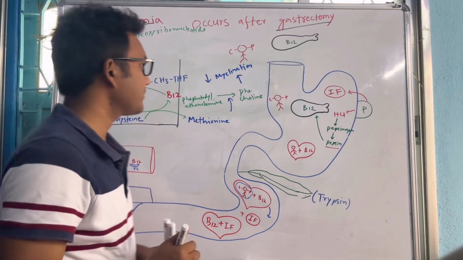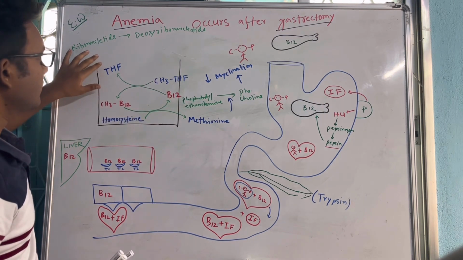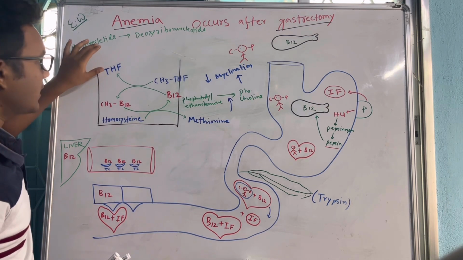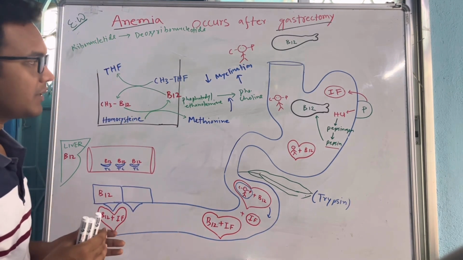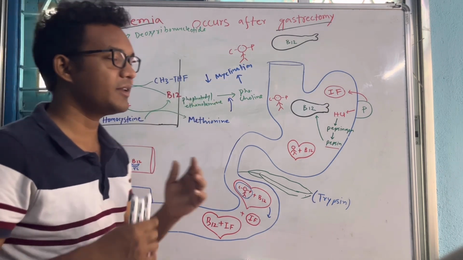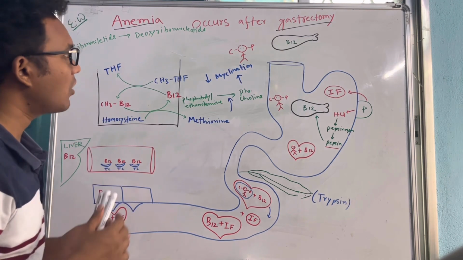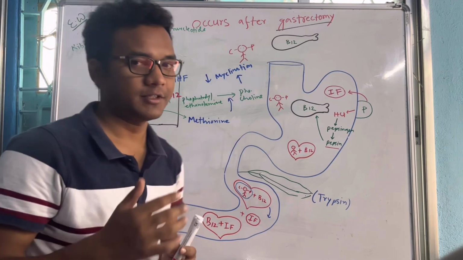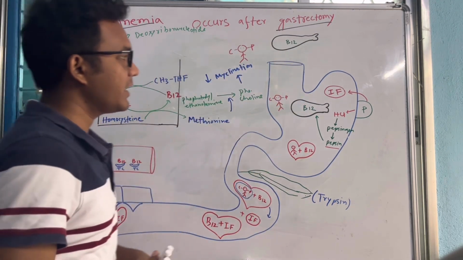Okay, fine. So we have known that in the deficiency of B12 there will be decreased tetrahydrofolate. It leads to a decreased RBC count, or anemia, particularly megaloblastic anemia. And deficiency of B12 leads to decreased myelination, and neurological problems will occur. Now we will discuss the causes of this megaloblastic anemia, or the causes of vitamin B12 deficiency. If you know that chart or picture, it will be very easy for you.